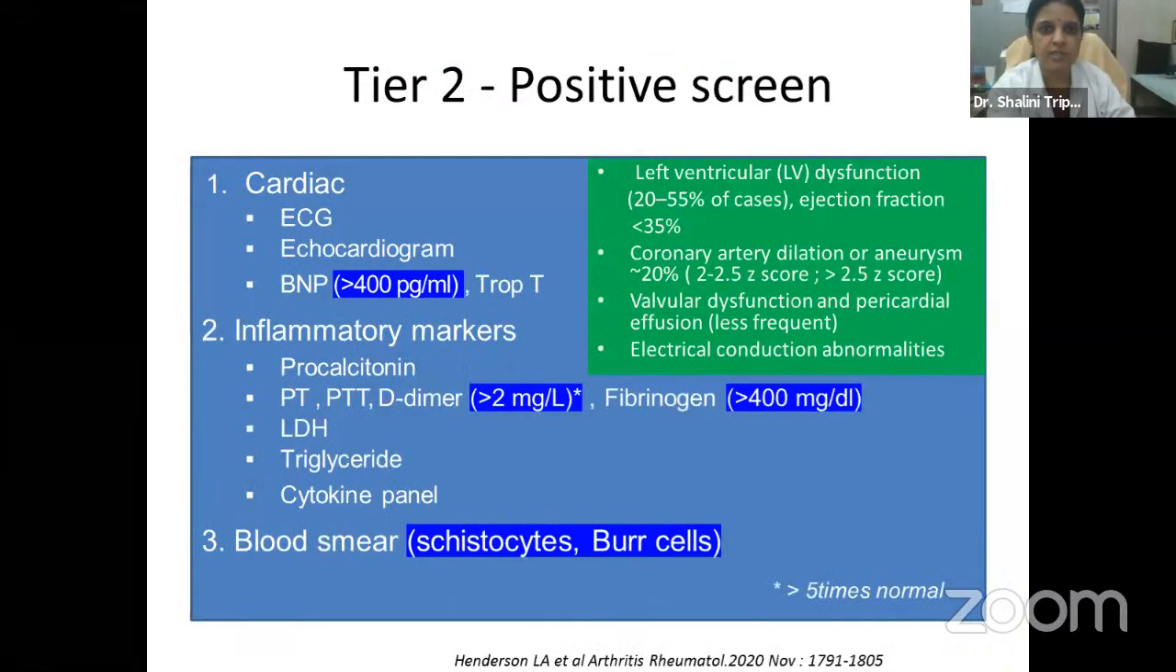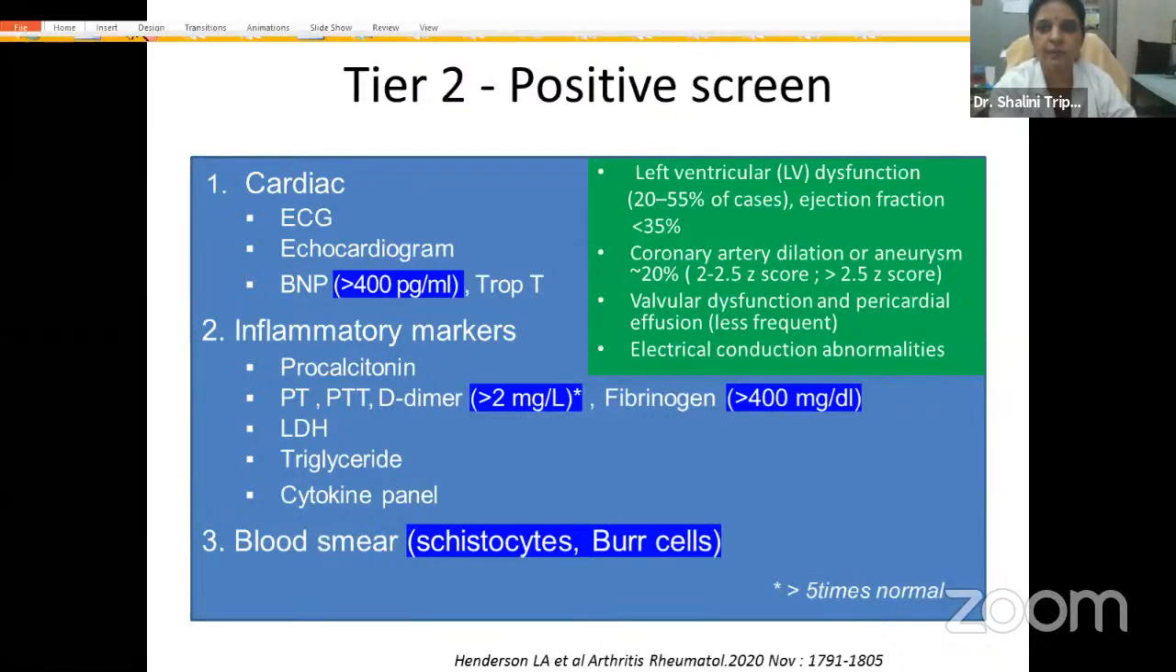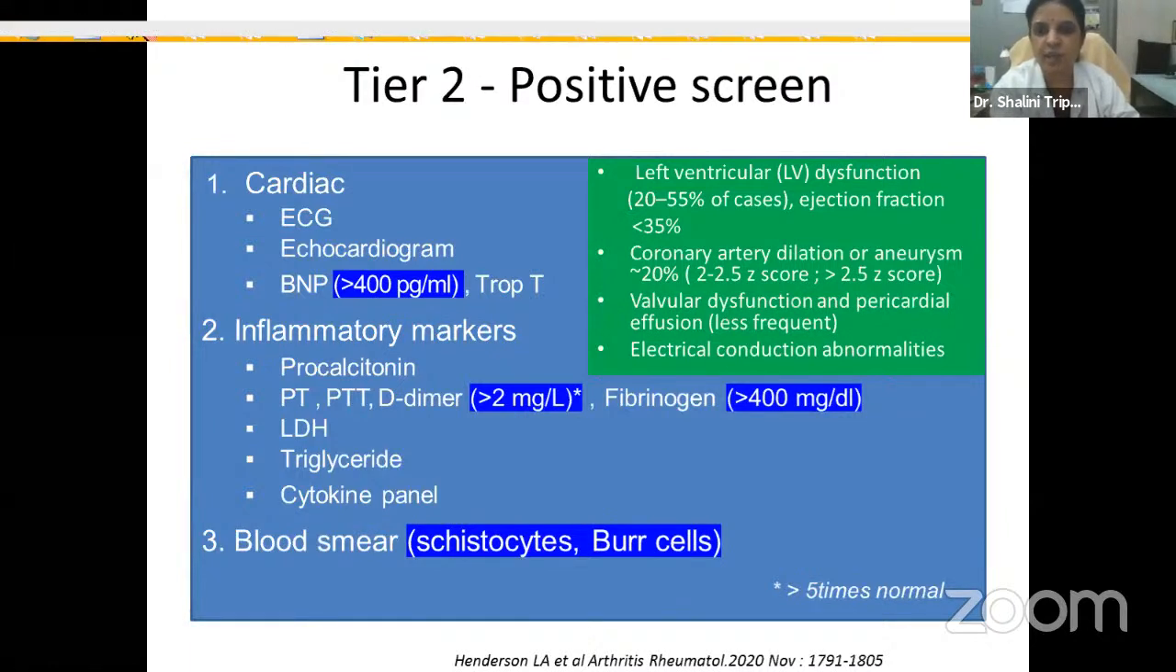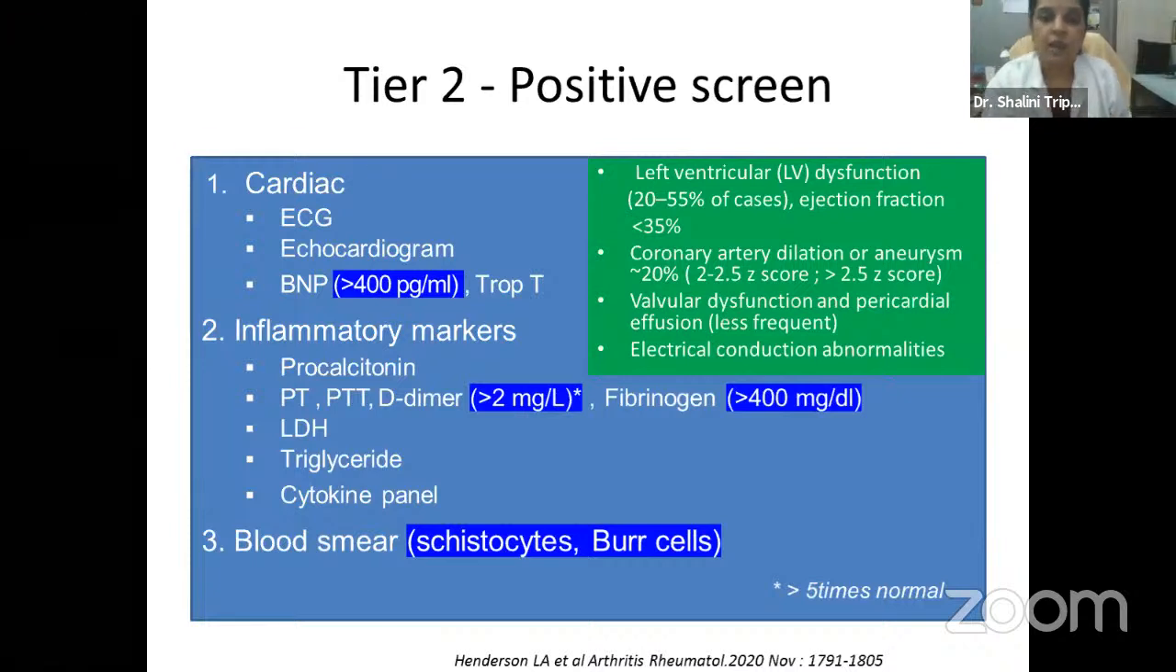So what is a positive tier 2 screen? In the ECG and the echo, we will be looking for LV dysfunction, LV ejection fraction. If it is less than 35%, we say that it is a dysfunction. It was found in that series in around 20 to 55% of the cases.